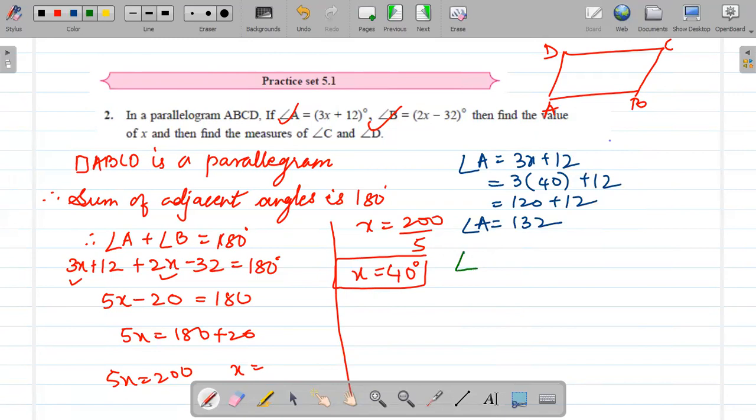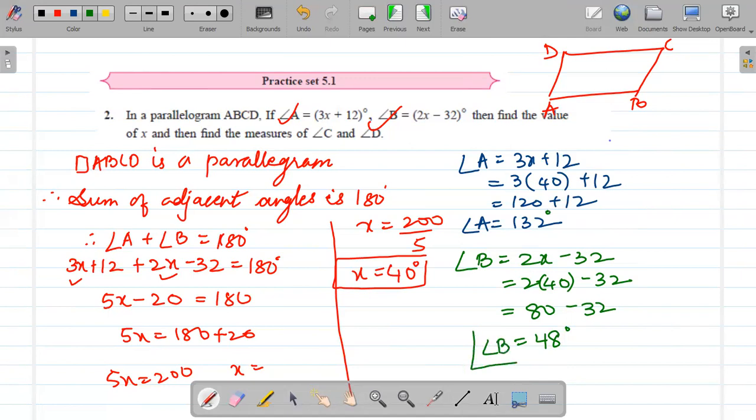Let's find out what angle B is. B is 2x minus 32. Plug in the value of x, which we got to be 40. Twice 40 would be 80, right? So 80 minus 32, what do we get? That should be 48 degrees, correct? So this is angle B. But we are asked to find angle C and angle D.